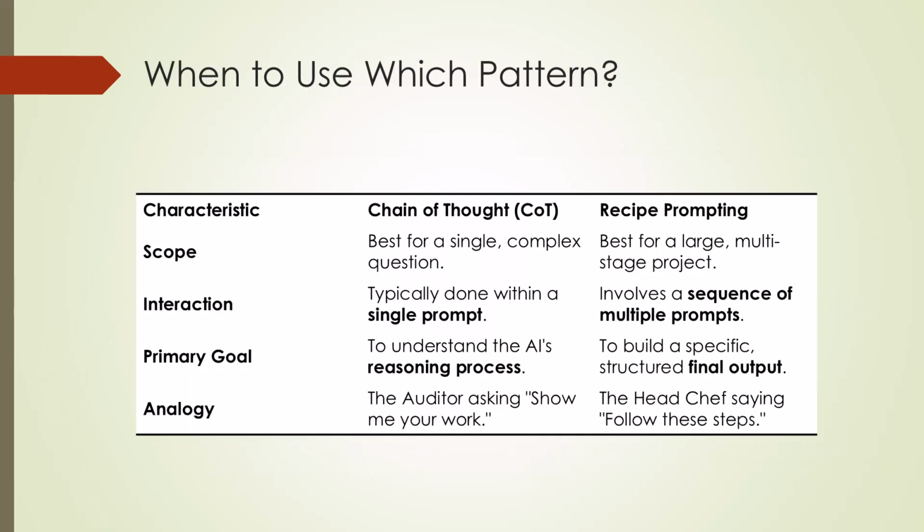This table provides a clear summary of when to use each pattern. For the scope of the task, chain of thought is best for a single complex question, while recipe prompting is best for a large multi-stage project. In terms of interaction, chain of thought is typically done within a single prompt, whereas a recipe involves a sequence of multiple prompts. Their primary goals are also different. With chain of thought, the goal is to understand the AI's reasoning process. With recipe prompting, the goal is to build a specific, structured final output.